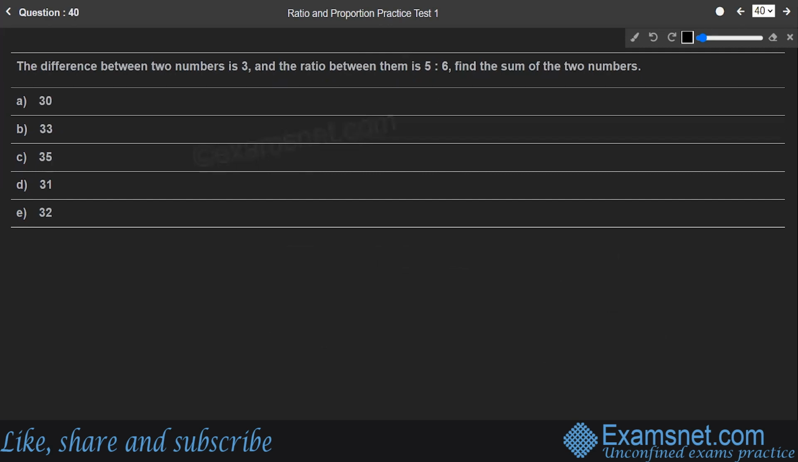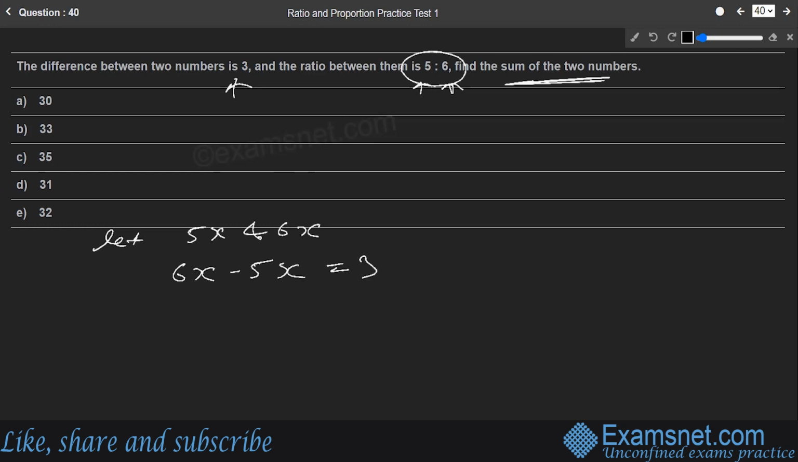Now, the difference between two numbers is 3, and the ratio between them is 5 is to 6. Find the sum of the two numbers. Let us convert the ratio into numbers first so that we can find the sum. The numbers are 5 is to 6, so let the numbers be 5x and 6x. They say the difference between the two numbers is 3, so 6x minus 5x is 3, which gives us x as 3 only.